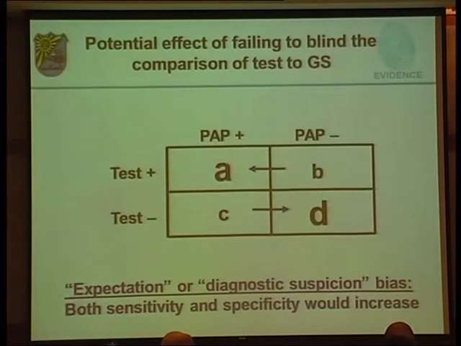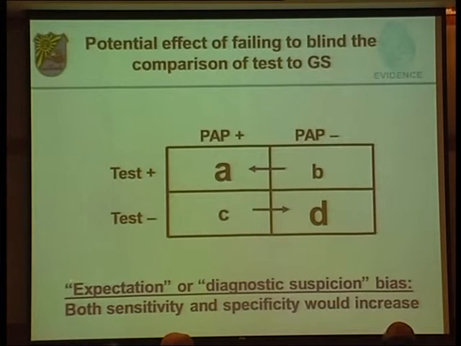What's sensitivity? A over A plus C. This is getting big, right? And this is getting small. It's going to bias it upward. What's it going to do to the specificity? It will also bias it upward, you see? A and D get big, and your sensitivity and specificity say, mashallah, this is a great test, right?